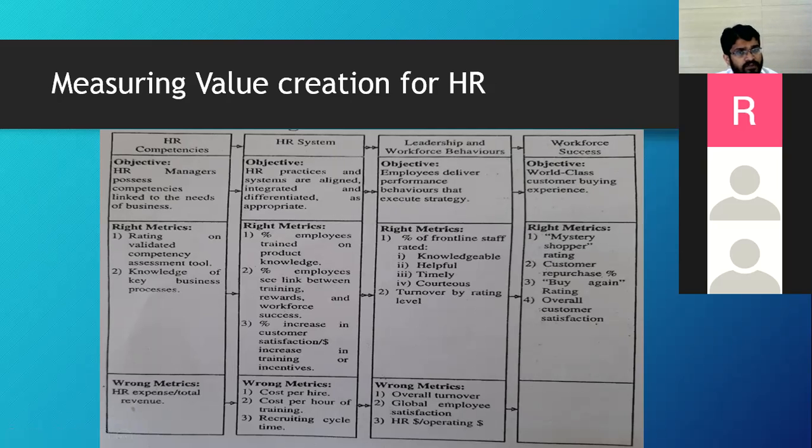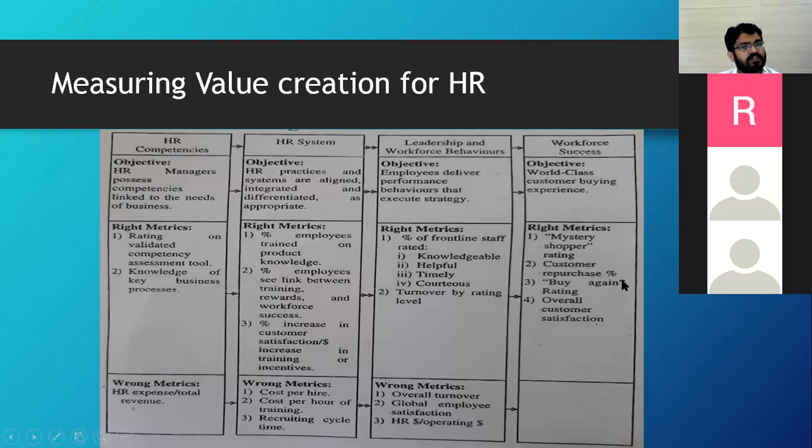So the right metric would be mystery shopper rating. There is a particular metric called mystery shopper rating. As a mystery shopper, basically you go into a shop as a mysterious person and you try to rate the workforce. The workforce is not aware of who you are, but as per the behavior showcased by them, their skills and knowledge, you try to judge them. That is called mystery shopper rating.